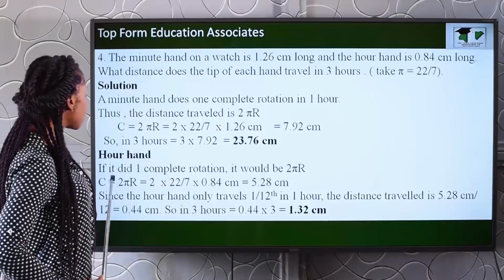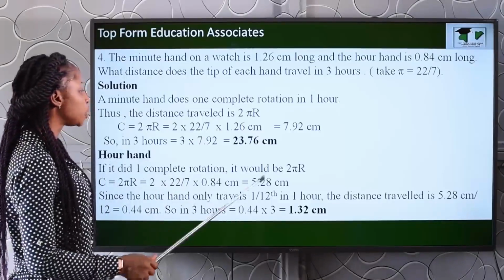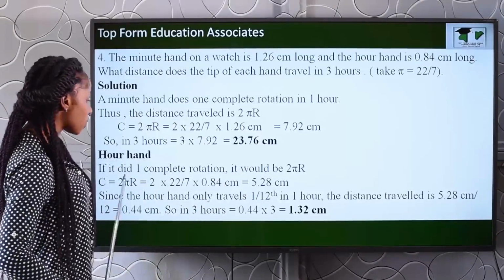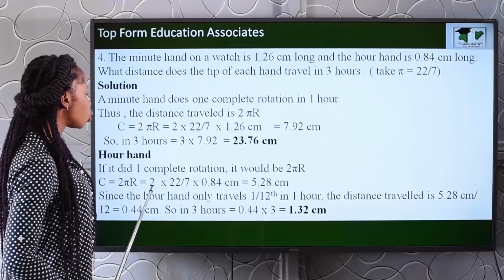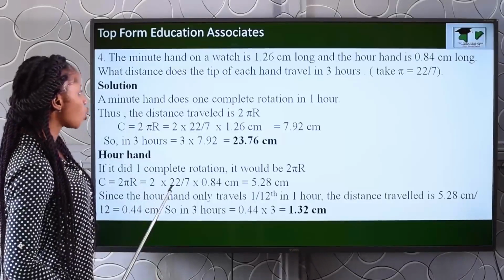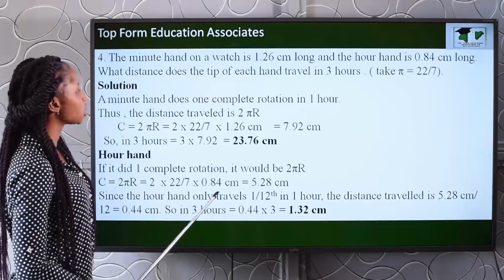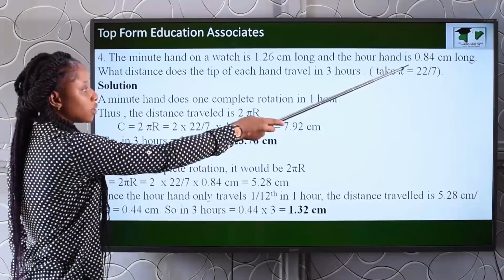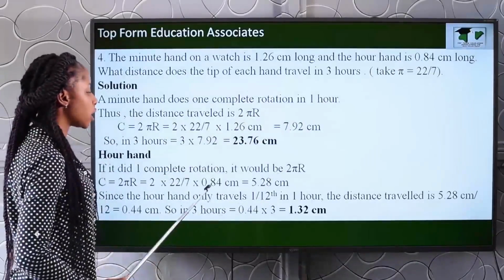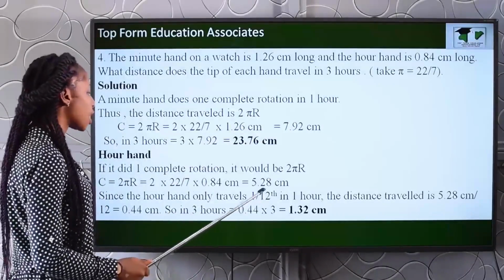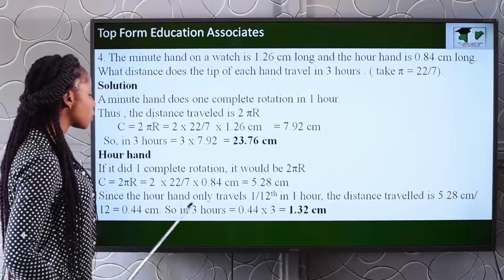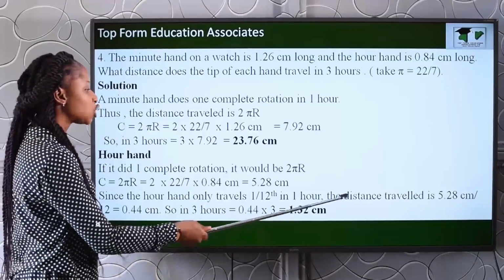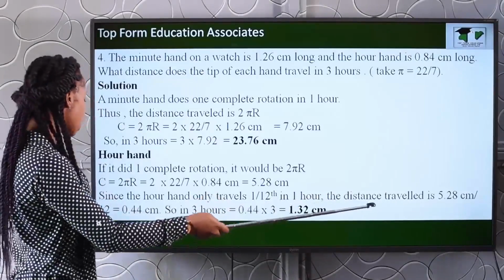Now, the hour hand, if it did one complete rotation, it would be 2 pi r, which is this. C has been given as 2 pi r, so we say 2 multiplied by 22 over 7 times 0.84 centimeters. How do we get 0.84 centimeters? This is it, the hour hand. The hour hand is 0.84 centimeters. So we'll just do the multiplication and we get our answer here. Since the hour hand only travels 1/12 in 1 hour, the distance traveled is 5.2 centimeters over 12.